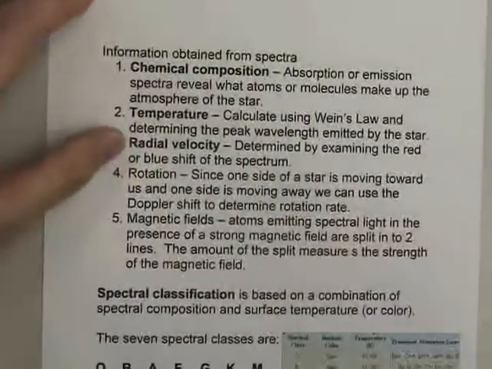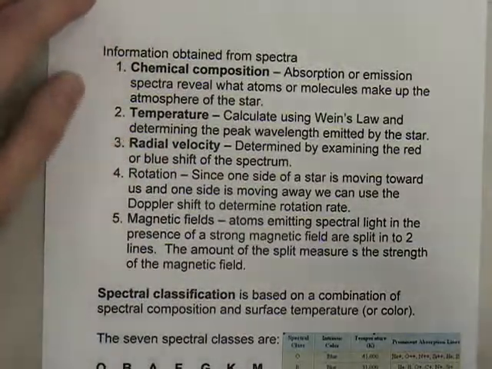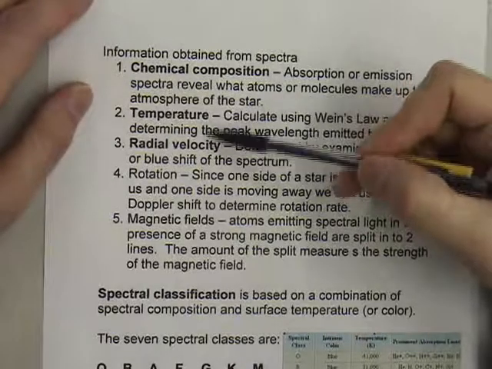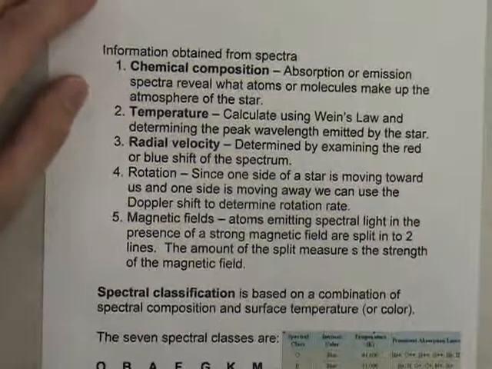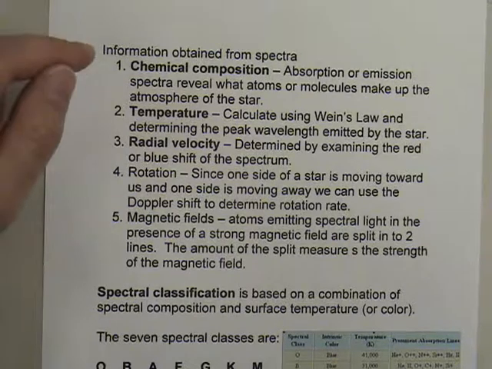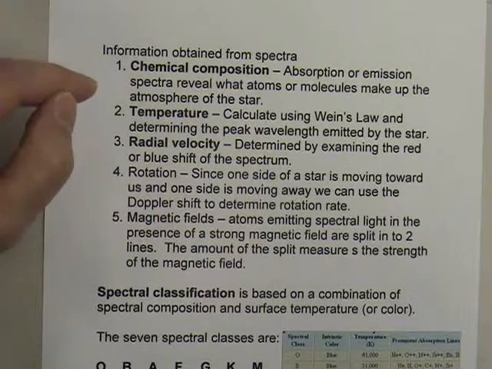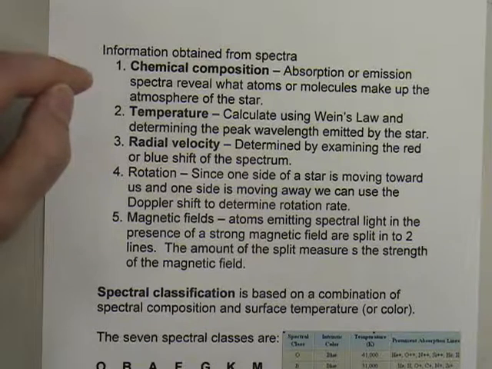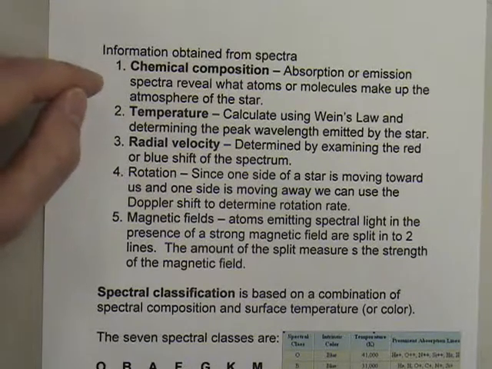And ultimately, the most important thing that we get from the spectra, I've identified the three most important ones. I put them in bold. Number one most important thing is that we get the chemical composition. Either absorption or the emission spectra would reveal what kind of atoms or molecules make up the atmosphere of the star. Specifically the atmosphere, because the surface of the star is essentially releasing almost every form of light. All forms of light are there.